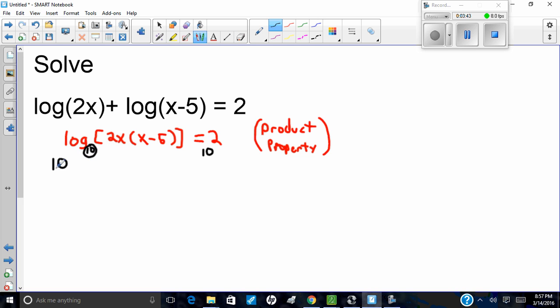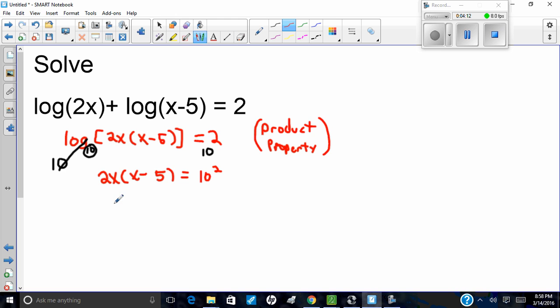Okay, we do this because we want these to cancel out. 10 to the log base 10 power cancels out, and we're left with 2x times x minus 5, and that's equal to not 2 but 10 squared. By exponentiating both sides, our logs cancel out, and we're left with an expression we know how to solve.